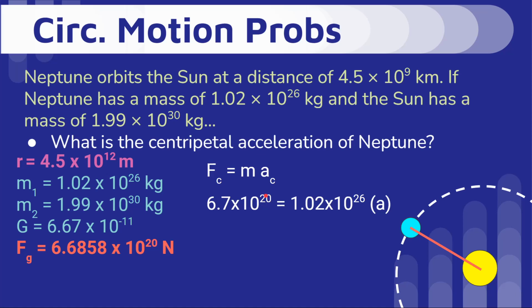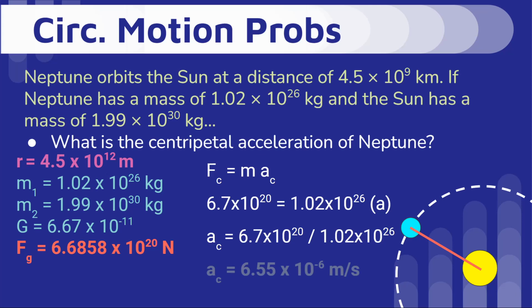6.7 times 10 to the 20th equals, this is Neptune's mass, 1.02 times 10 to the 26th times a. I'm going to divide both sides by that 1.02 times 10 to the 26th. And I get an acceleration, and it's pretty small, of 6.55 times 10 to the negative 6th meters per second squared. That would be my acceleration of Neptune. Questions about this calculation? I think there was one more. I think I asked you for the velocity as well.